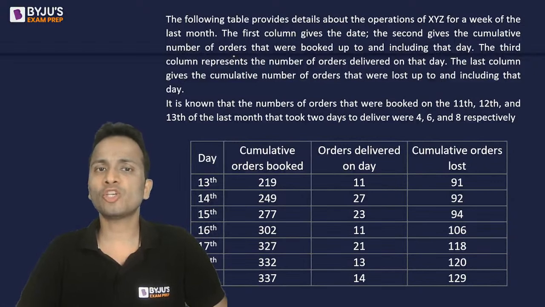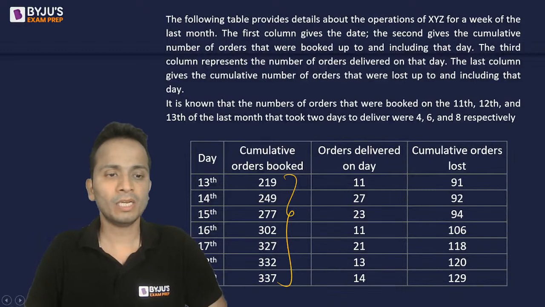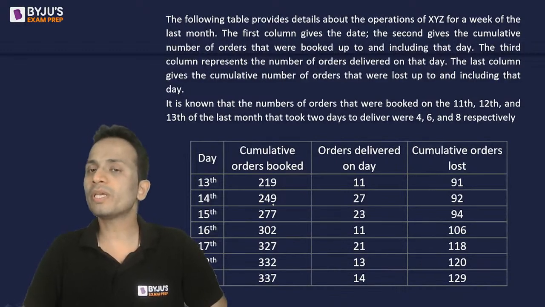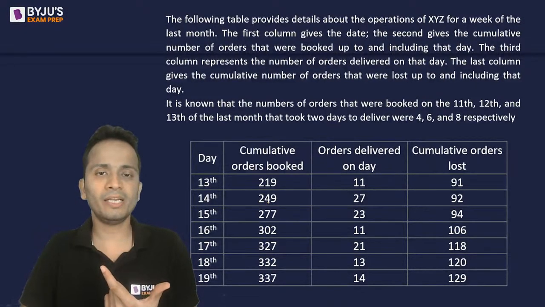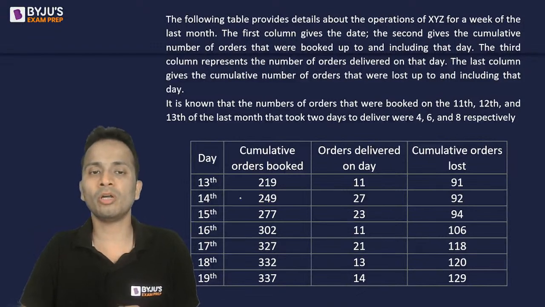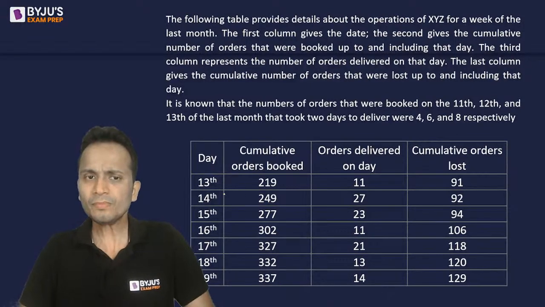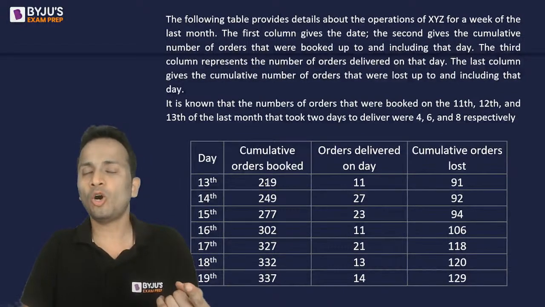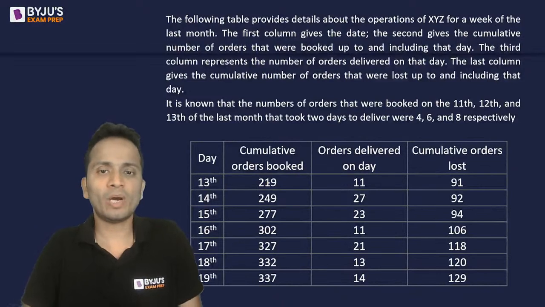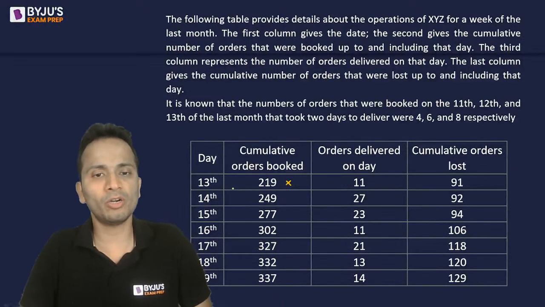The second gives us the cumulative number of orders. Now these values are cumulative, right? So what you can do is you can write the value for every day. Okay, you can calculate the number of orders that are booked on each of these dates. So up till 13th, it is 219. I don't know how many orders were booked up till 12th. So I will not be able to find out the number of orders that were booked on 13th, but I'll be able to find out the number of orders that were booked on 14th.